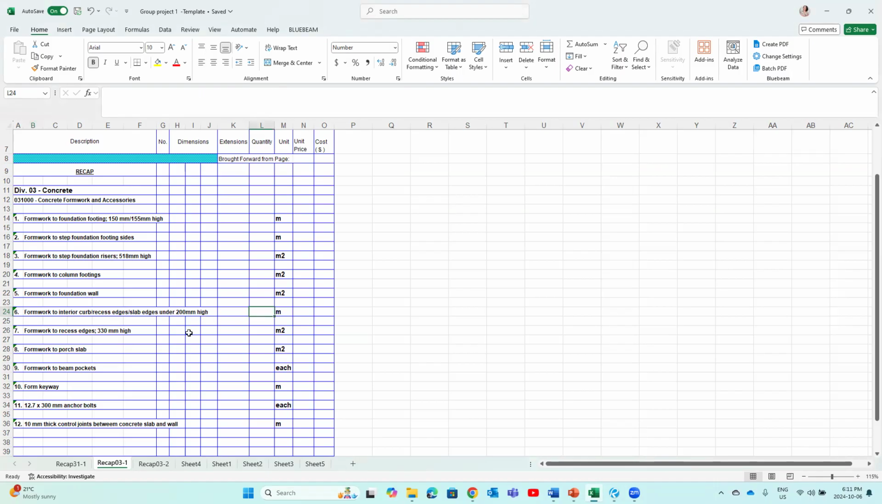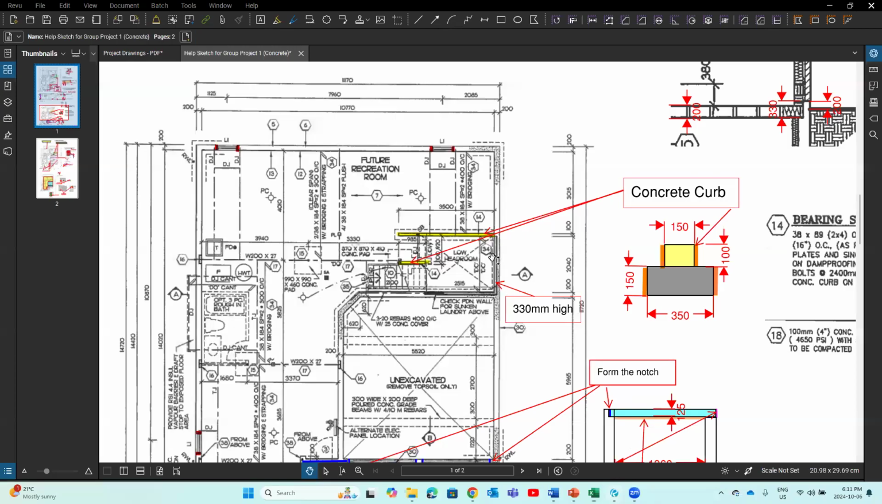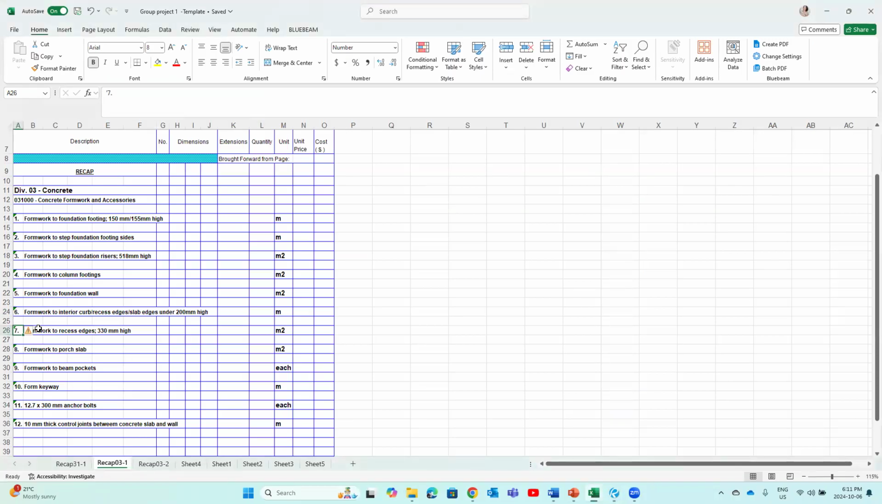How many meters? We add them together. That's the quantity for this. Number 7, you say formwork to recessed edges, 330 millimeter high. That's this. That's here. That's this. You say formwork, we need to put one piece here, right? The height is 330. The length would be this. Okay, that's this. That's item number 7.